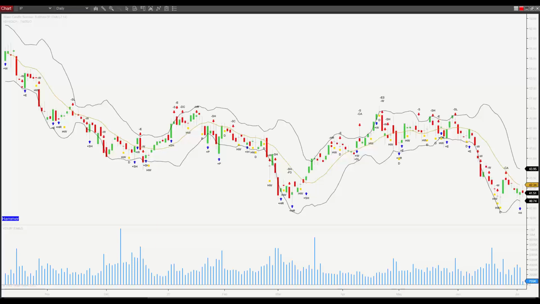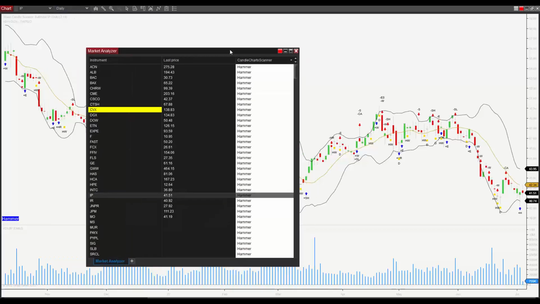So how do I find them? I'm going to show you that real quick. This is a chart of IP on here. This is a daily chart that I'm looking at. Again, I just pulled over my market analyzer, which is the tool that we utilize for scanning for certain criteria inside of NinjaTrader using the Nissen Candle Scanner.